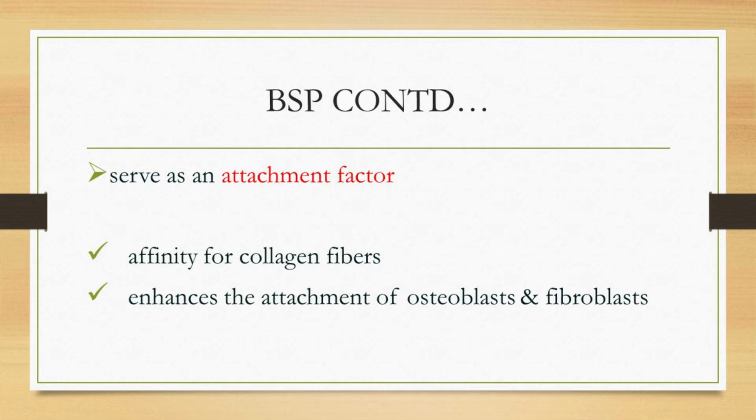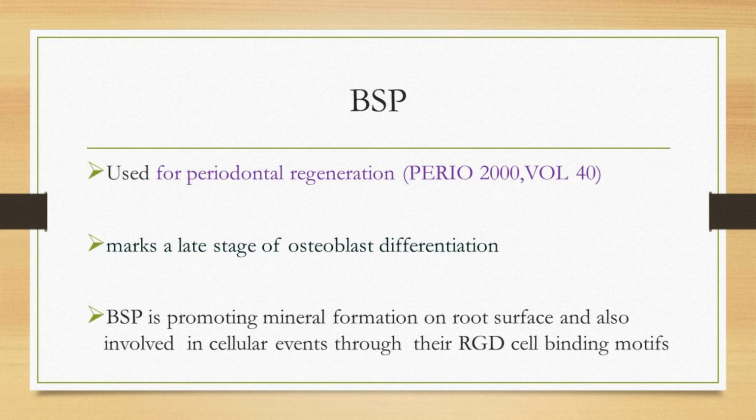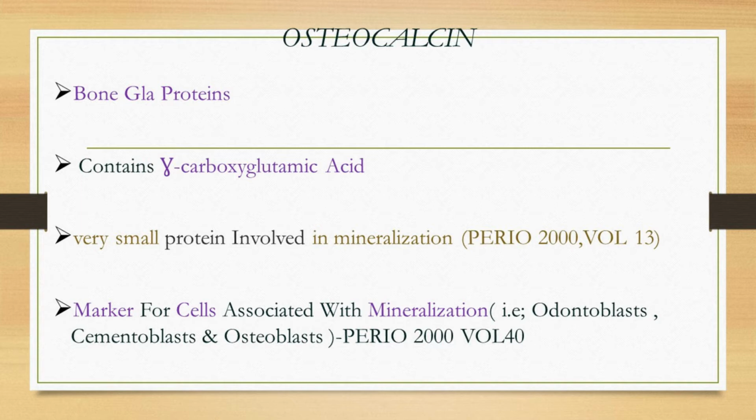It also acts as an attachment factor, hence it has an affinity to the collagen fibers and enhances the attachment of osteoblasts and fibroblasts. BSP is also used in periodontal regeneration and marks the late stages of osteoblast differentiation. It promotes mineral formation on the root surface and is involved in cellular events through its RGD cell binding motifs.